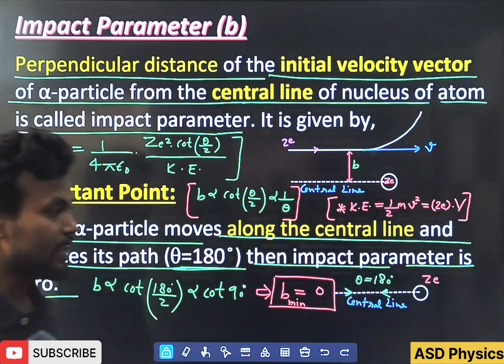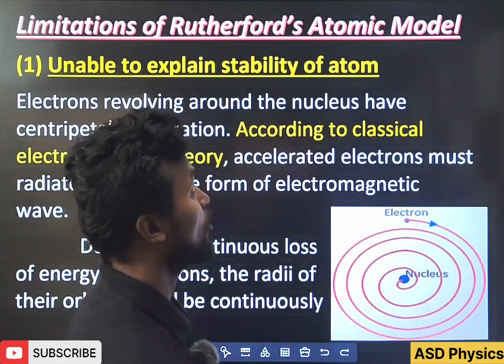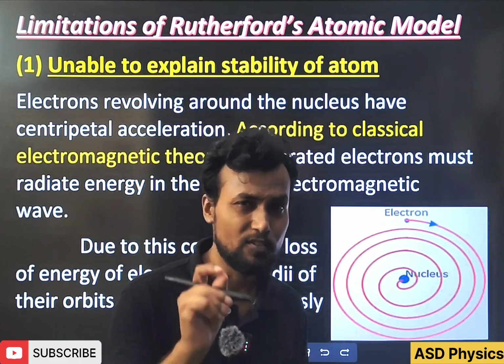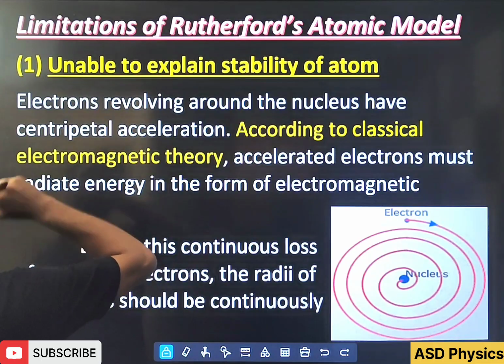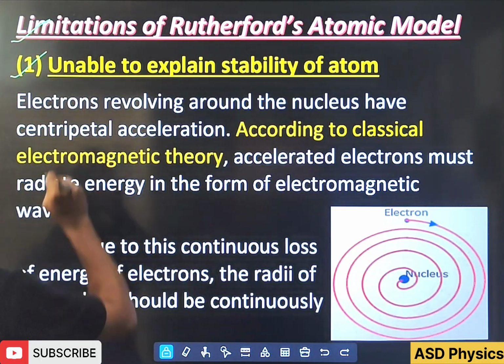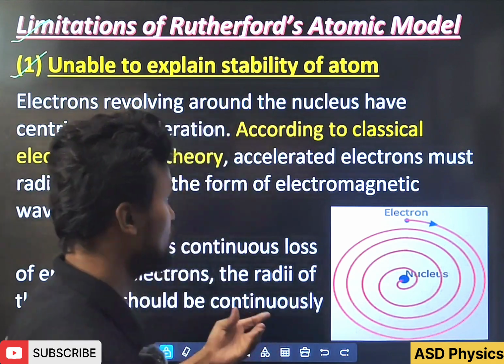Now after that, in the exam they will ask the limitations of Rutherford's atomic model. In 1-mark and 2-mark questions they used to ask this, so remember it. Limitations of Rutherford's atomic model. First one, very important: it is unable to explain the stability of the atom. So let's see here.